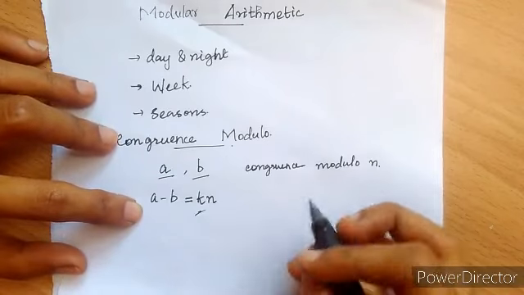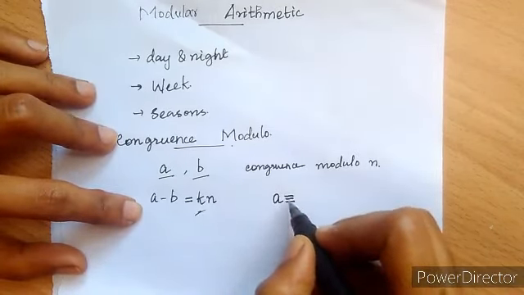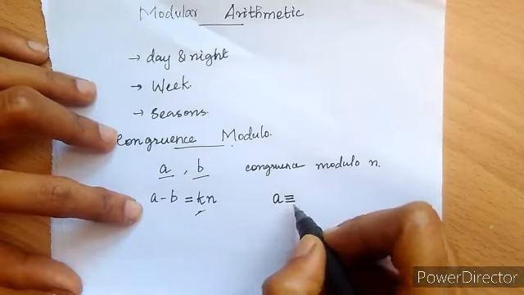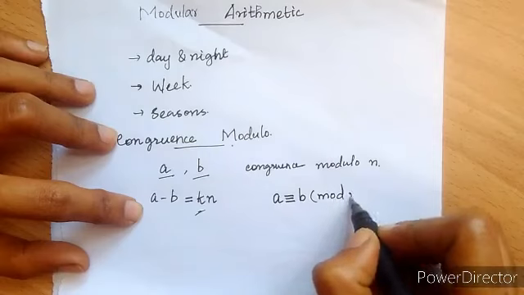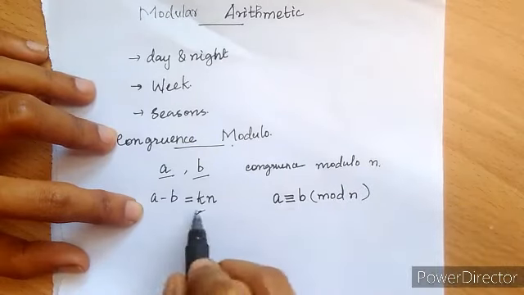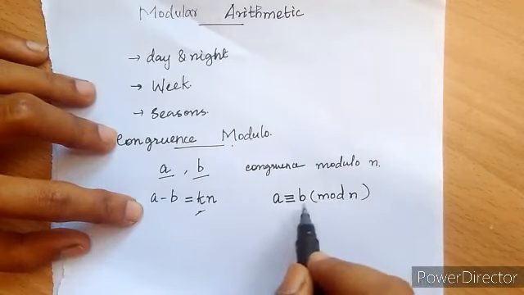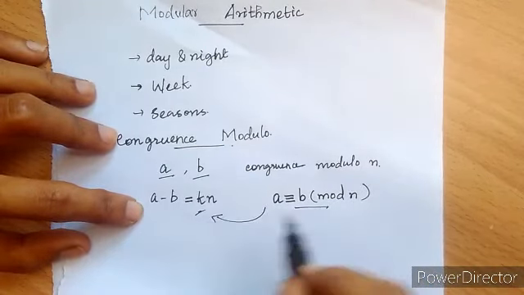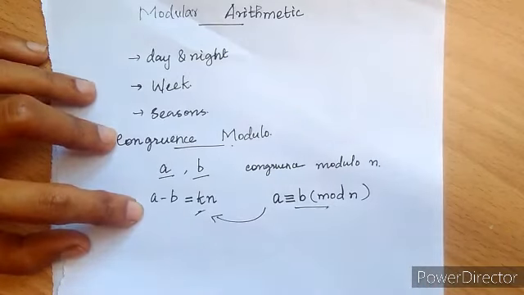This can also be written as a congruent to b mod n, with this symbol. So this can be written as a congruent to b mod n, and also like this, a minus b equal to some k into n.